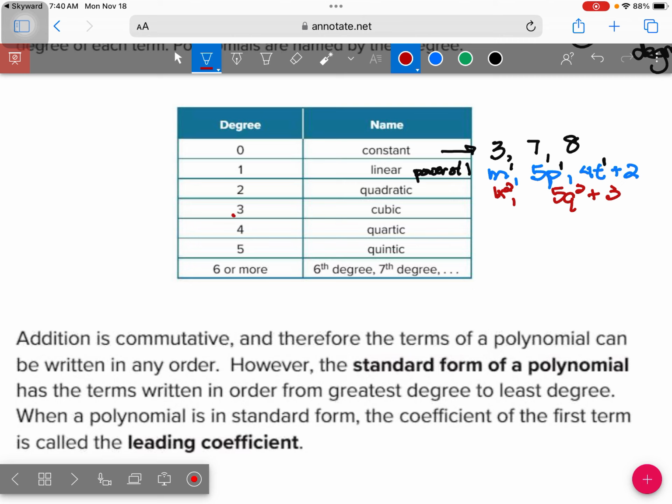Cubic is going to have a degree of 3. Quartic has a degree of 4. Quintic has a degree of 5. And if you get to 6 or more degrees, you just call it a 6th degree polynomial, a 7th degree. So 6 or more, you just name by the number of degrees. Thank goodness, because nobody wants to memorize all these bizarre names. Name by the number of degrees.